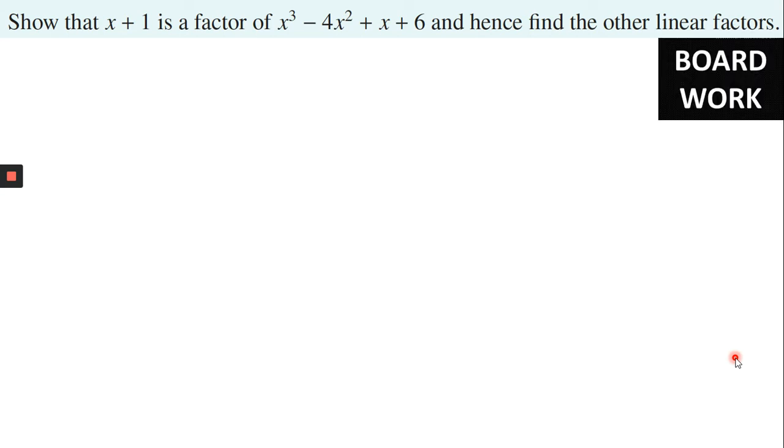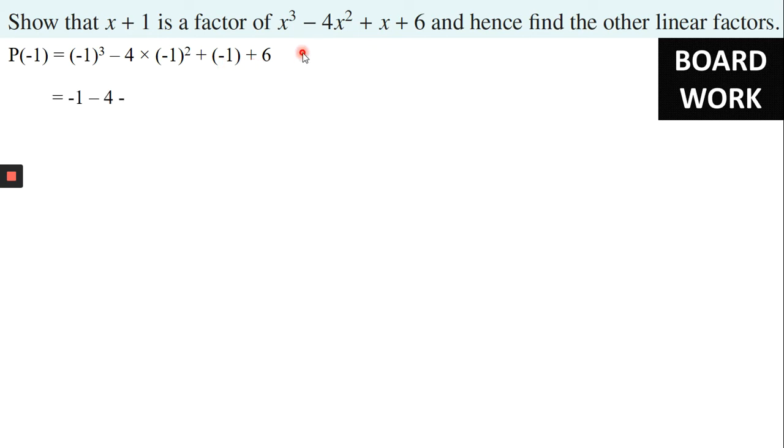The first thing we've got to do, can I have a go doing some board work again? We've got to sub in minus 1, because we've got a plus 1 there. We're hoping that we get a remainder of 0, because it's telling us to show that it's a factor. If it's a factor, it means we get a remainder of 0. So minus 1 cubed, 4 times minus 1 squared, plus minus 1, plus 6.